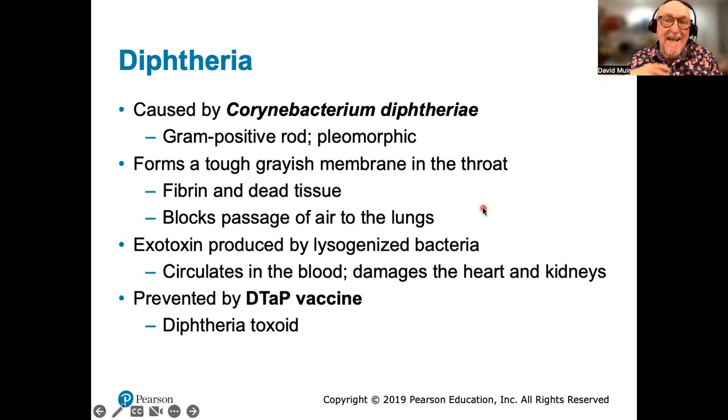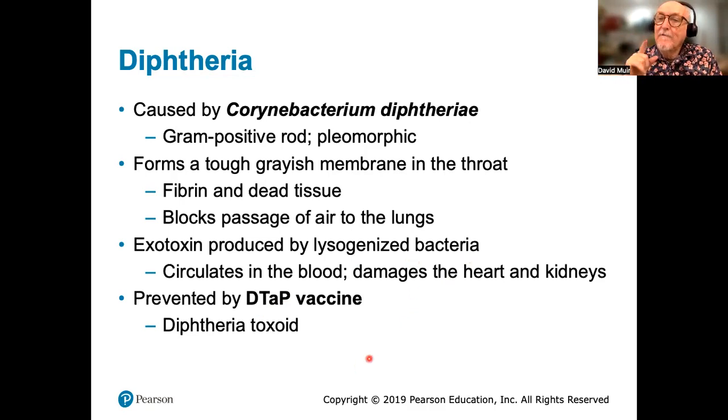They also produce an exotoxin, a toxin which is released from the bacterium. And that, again, is due to lysogeny. That gene is imparted to the bacteria by the virus integrating into the genome. And as the cells die, they release it, and that can cause heart and kidney disease as well. So this is a very dangerous bacterium, especially in children, and I'll show you exactly why in a minute.